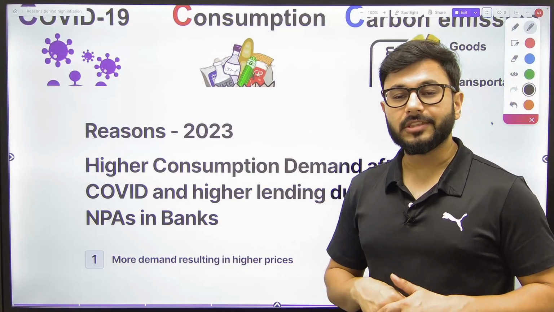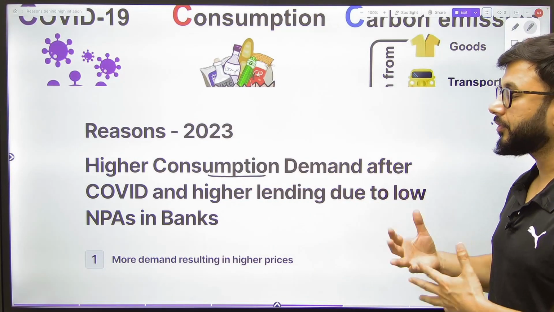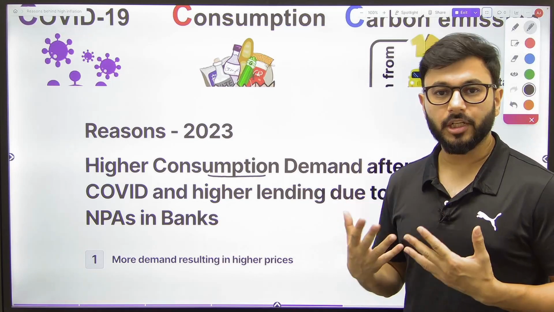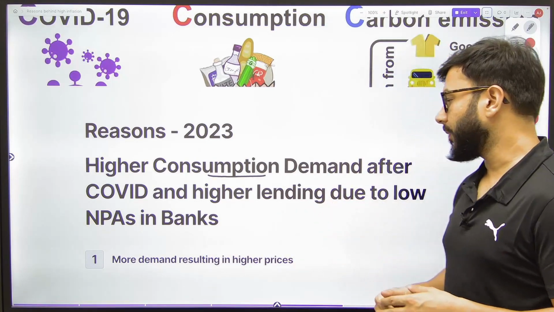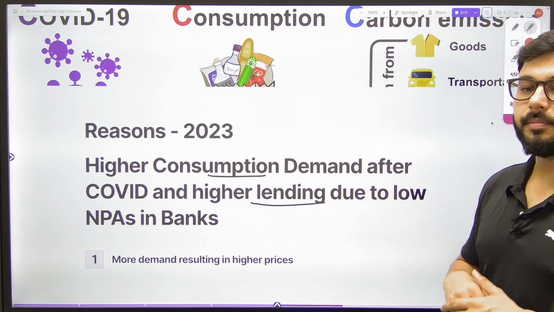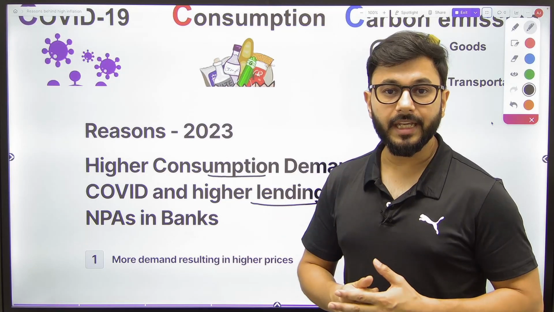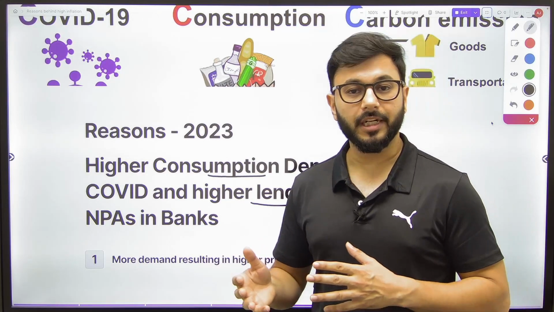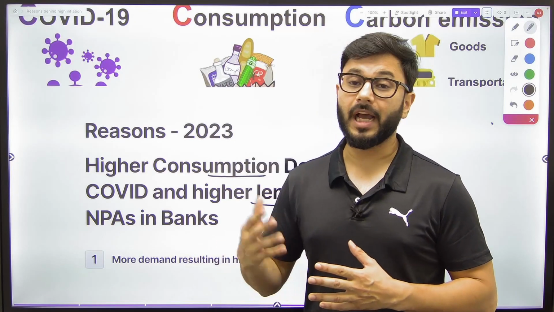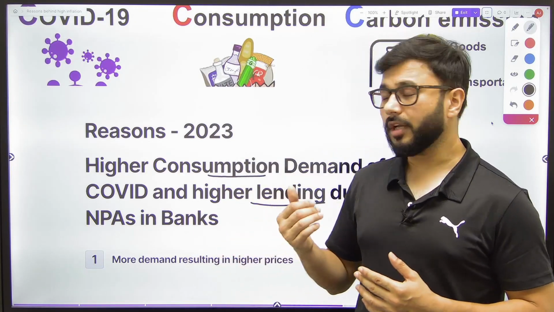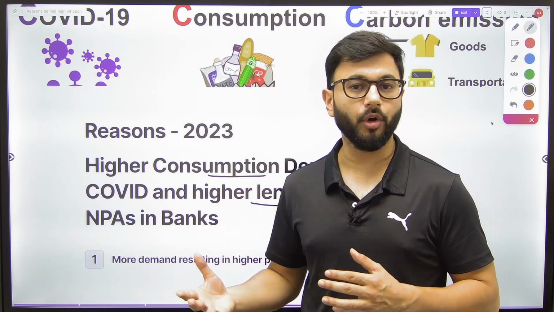The third major reason is related to the COVID crisis. High consumption demand happened after the COVID crisis because people had a lot of savings and they wanted to use these savings as soon as the market opened up. Along with this, because of a fall in NPAs in the banking system in the country, the lending and the credit supply of the banks has also increased or skyrocketed, we can say. The reasons behind a fall in NPAs, I have discussed in another session. You can go and watch it on YouTube.